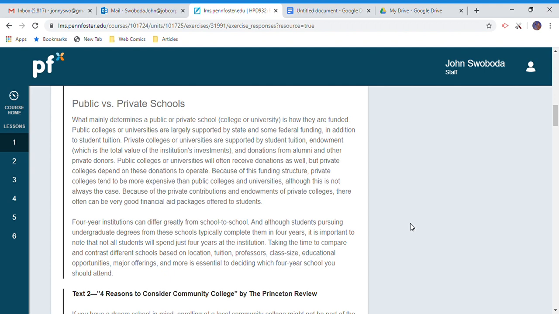Four-year institutions can differ greatly from school to school, and although students pursuing undergraduate degrees from these schools typically complete them in 4 years, it is important to note that not all students will spend just 4 years at the institution. Taking the time to compare and contrast different schools based on location, tuition, professors, class size, educational opportunities, major offerings, and more is essential to deciding which four-year school you should attend.